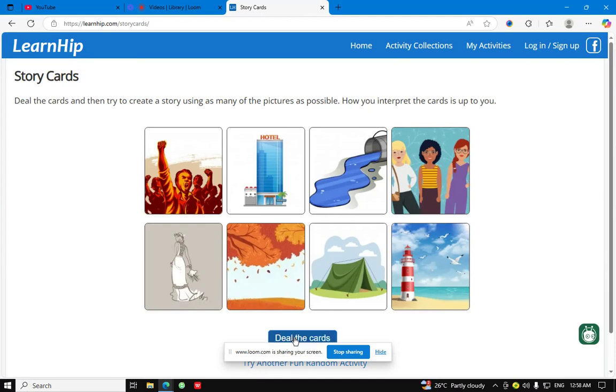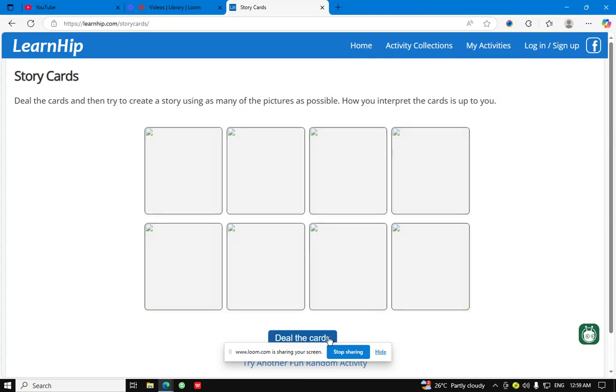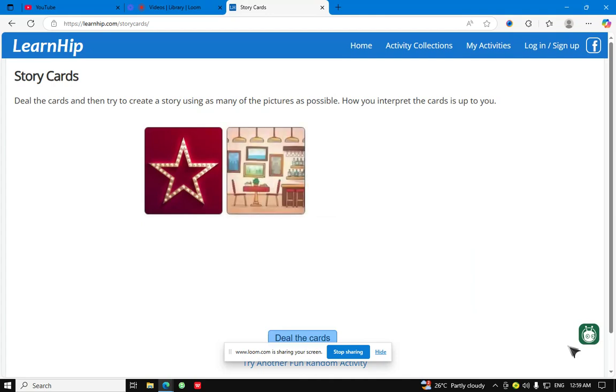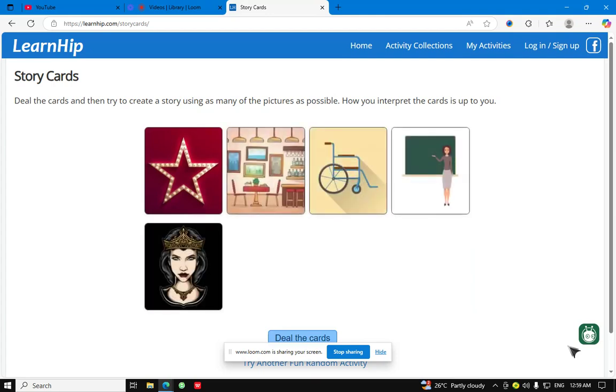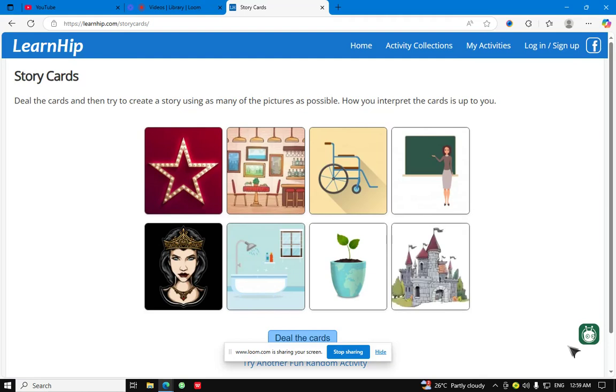Okay, so since some of the pictures have been repeated, we have to click again the deal the cards to have new pictures. Okay, so it's okay. Only one picture is repeated here, so it's okay.